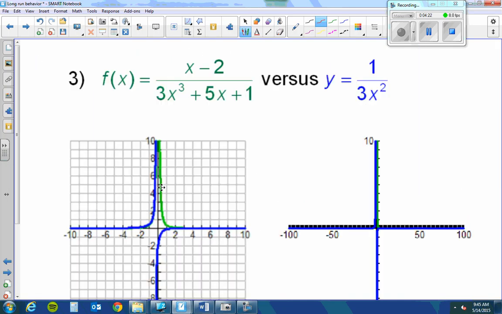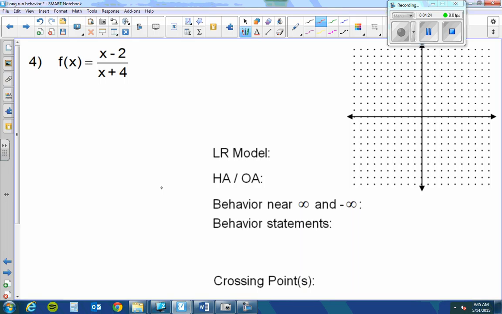All right, let's try number 4. Is number 4 proper or improper? This time, because it's not lower degree, it's the same degree, both degree 1. And if it's improper, you do long division. So let's set that up. You can divide x plus 4 into x minus 2, so set that up.